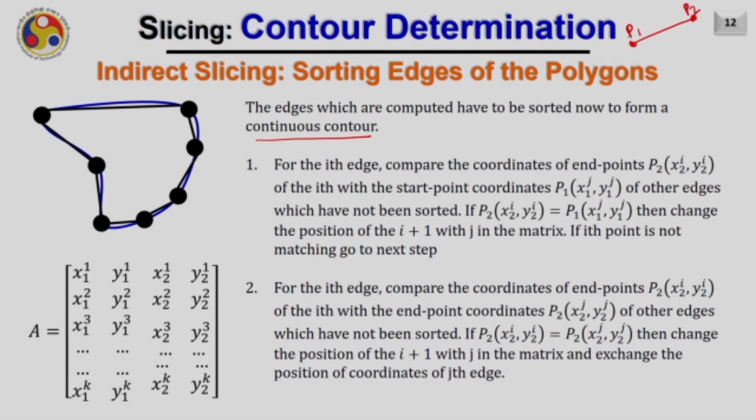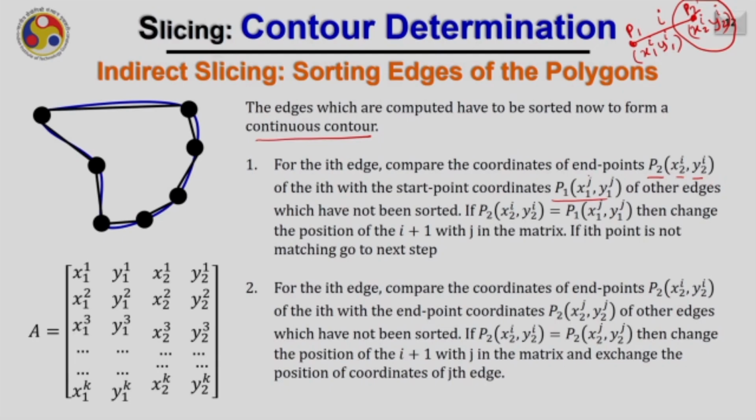The coordinates of these lines will be given as x1, y1 and x2, y2. If it is the ith edge, then a superscript i will be written here. Now let us discuss how we can sort these edges appropriately. For the ith edge, compare the coordinate of the end point. Let us consider this end point, that is P2, x2 i comma y2 i, and compare it with the start point of other edges that have not been sorted yet.